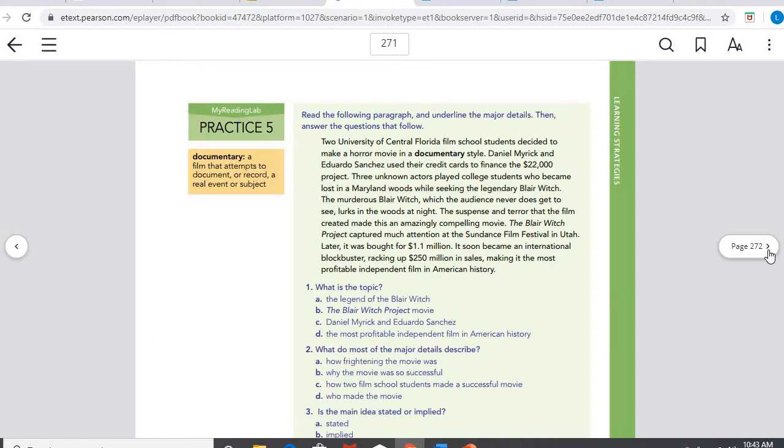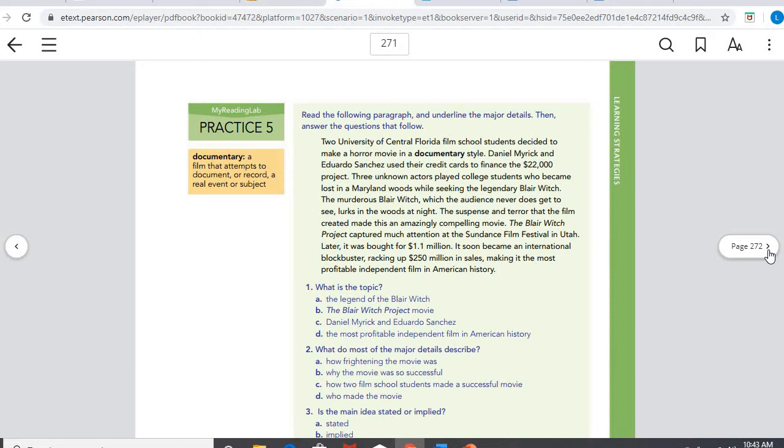All right, so the paragraph reads, 2 University of Central Florida film students decided to make a horror movie in a documentary style. Daniel Myrick and Eduardo Sanchez used their credit cards to finance the $22,000 project. 3 unknown actors play college students who became lost in a Maryland woods while seeking the legendary Blair Witch. The murderous Blair Witch, which the audience never does get to see, lurks in the woods at night.